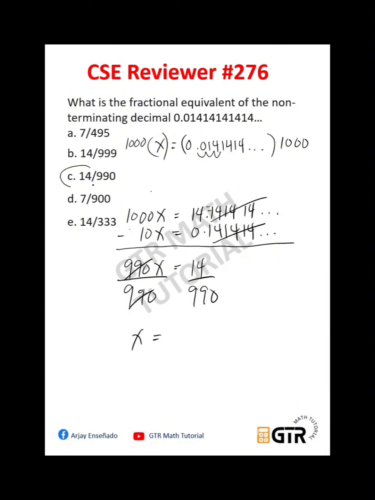So that is in the choices, but remember the fraction should be in lowest terms. 14 and 990, they are both divisible by 2. So let's reduce to lowest terms. 14 divided by 2 is 7. 990 divided by 2 is equal to 495. So the correct answer is letter A, 7 over 495.